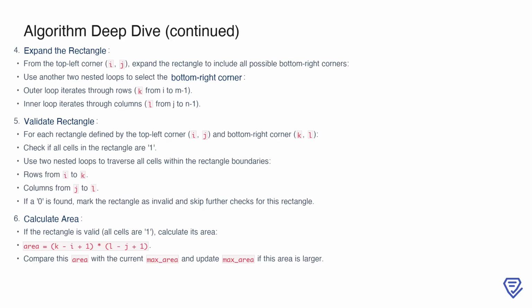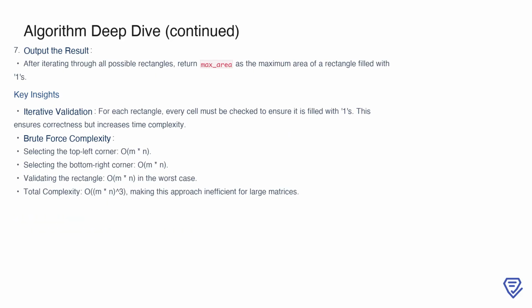For each rectangle, we need to validate whether it is entirely filled with ones. To do this, we again use nested loops to traverse all the cells within the rectangle boundaries. If any cell contains a 0, the rectangle is marked as invalid, and we skip further checks for that rectangle. If the rectangle is valid, we calculate its area using the formula, area equals the number of rows times the number of columns. This area is then compared to the current maximum area, and we update the maximum if the new area is larger. After iterating through all possible rectangles, the final step is to return the value of max_area, which stores the largest rectangle area filled entirely with ones.